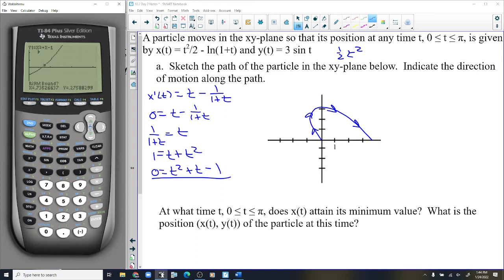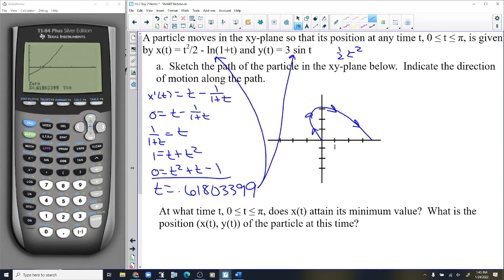Here, there, back up, boom. 0.618. So t is equal to 0.618033399. And it says, at what time does x attain its minimum value? I got that, but what is the position of the particle at this time? So now we've got to plug those back into here.